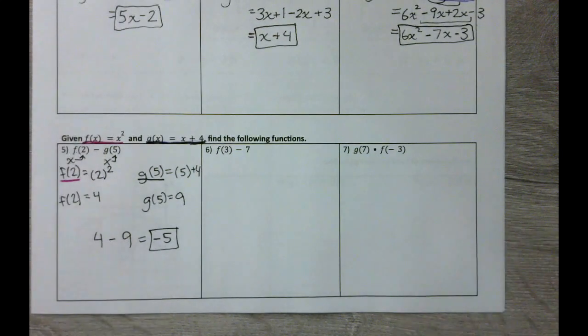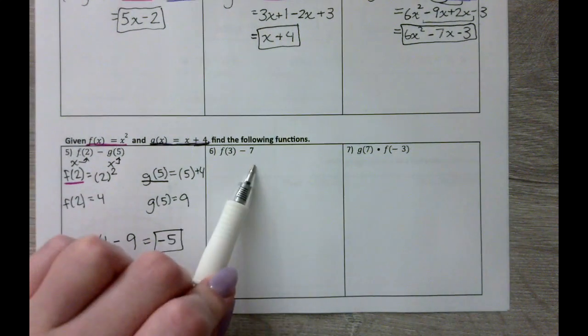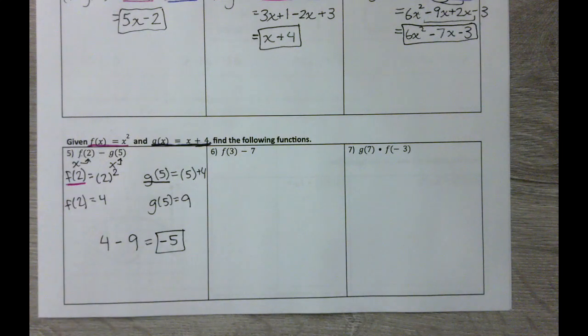Number 6, f of 3 minus 7. So this one's a little easier, less work. Find f of 3 and then subtract 7 from it.